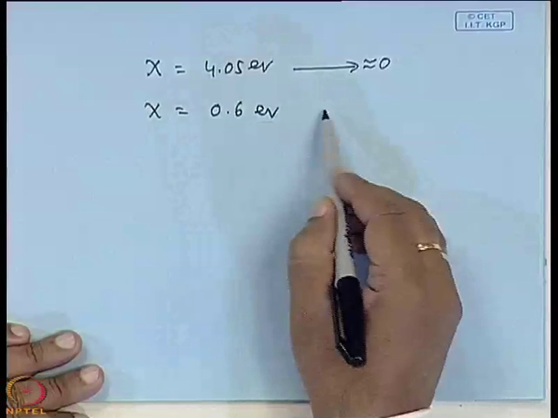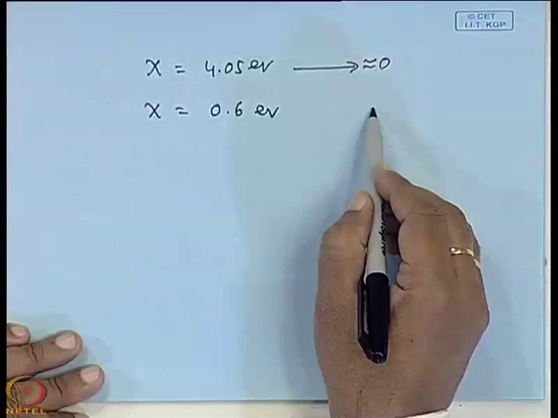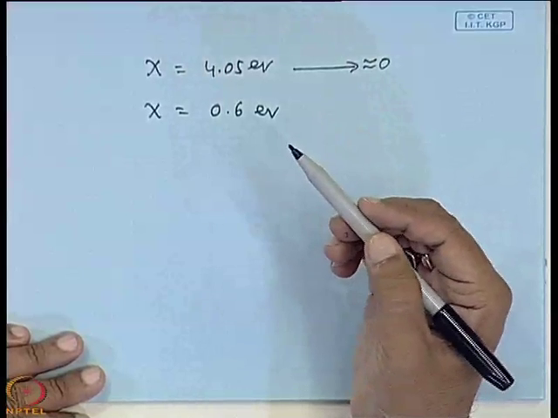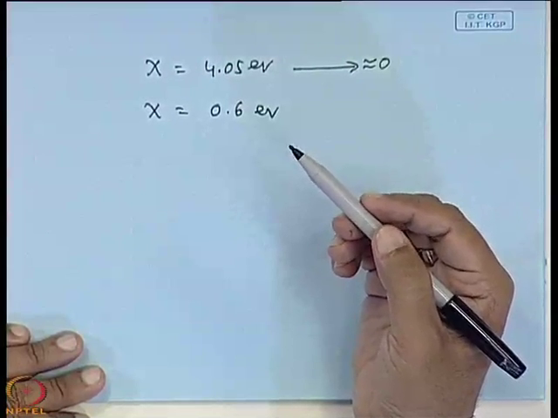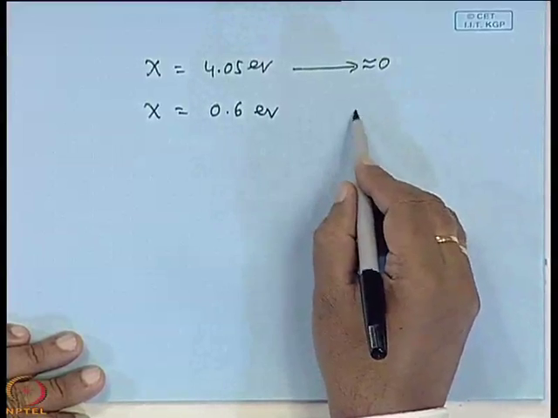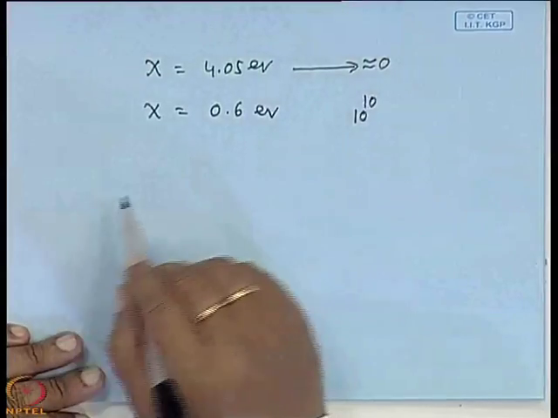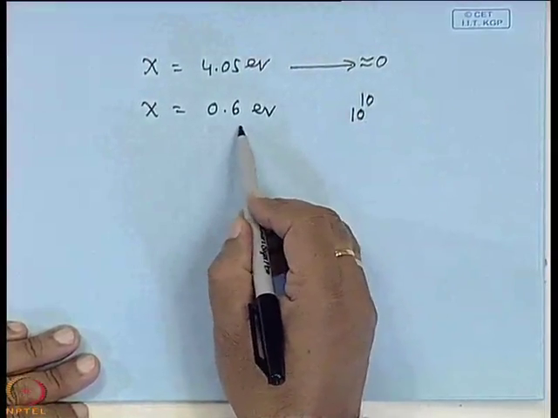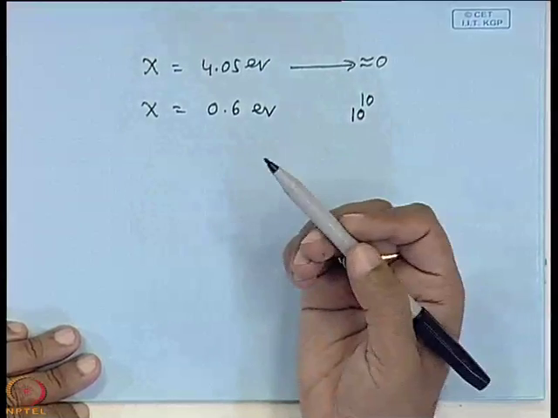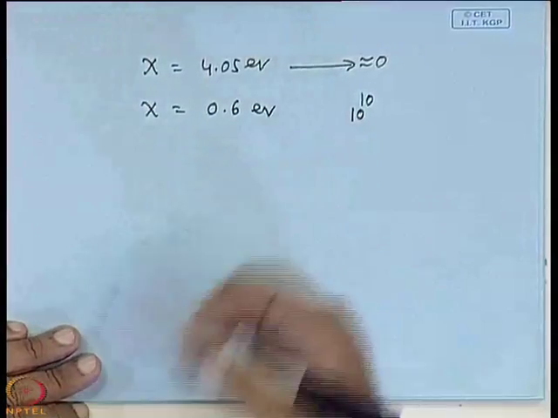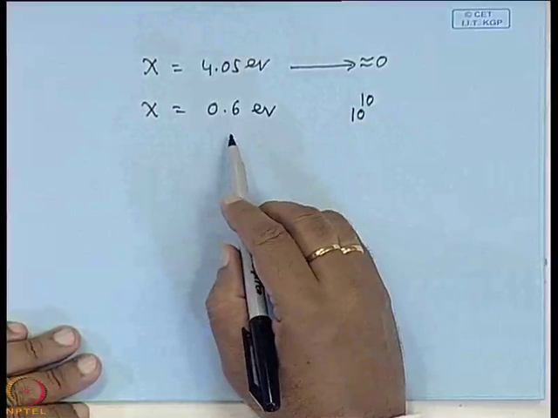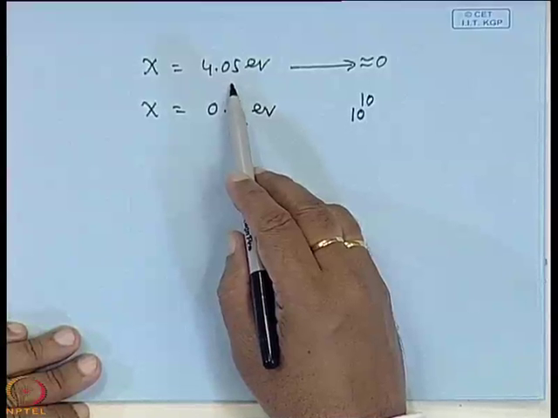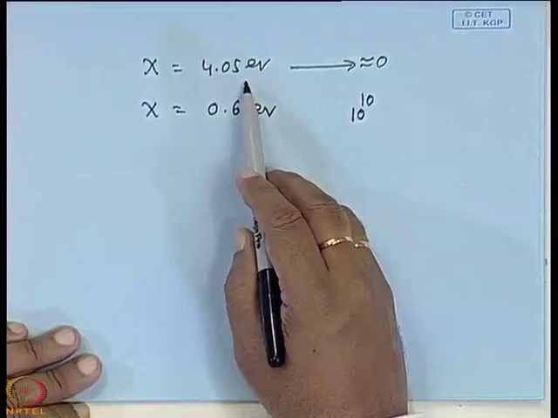For chi equals 0.6 electron volt, you will find some appreciable amount of electrons moving to the vacuum from the thermionic mechanism. Say this value is 10 to the power 10, as an example. Why? It is very simple. Here the chi is low, so 0.6 eV energy will give you thermionic emission from the semiconductor to the vacuum level. Here it is very high, 4.05 electron volt energy is very high energy for a semiconductor.